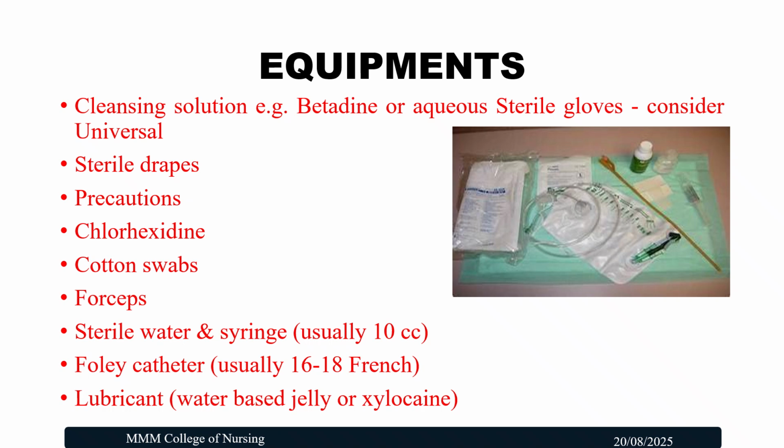Equipment for the catheter insertion. First, cleaning solutions, for example Betadine or chlorhexidine, sterile gloves, and sterile drapes with universal precautions, cotton swabs, forceps, sterile water and a syringe, usually 10 cc, and a Foley catheter, usually 16 to 18 French, and lubricant: water-based jelly or xylocaine jelly can be used.